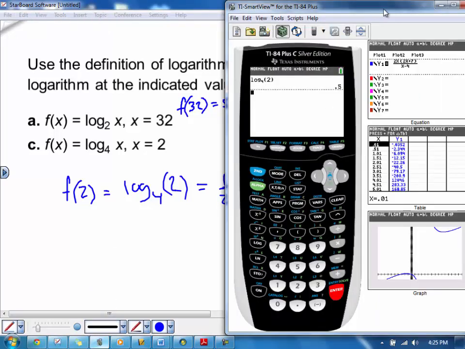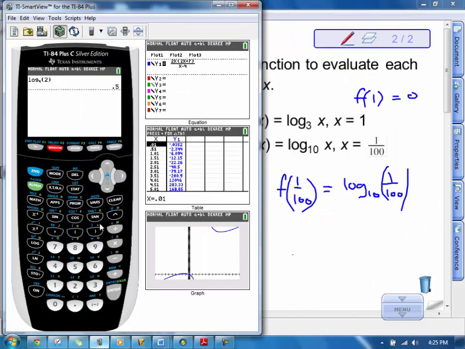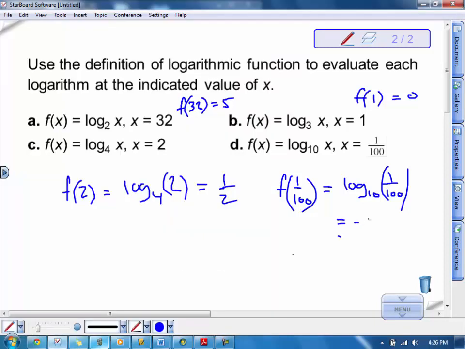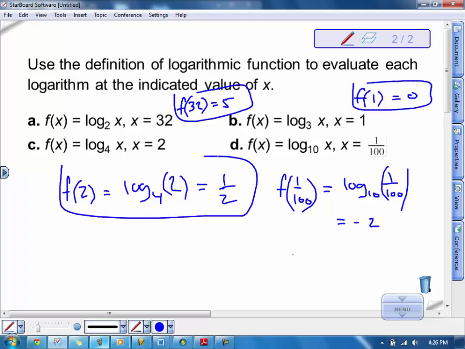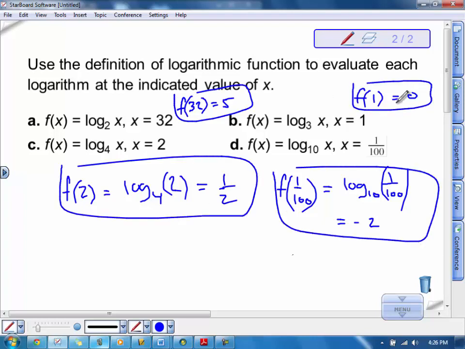That gives us, do alpha window 5, log base 10 of 1 over 100, let's enter in a fraction here. Gives you, I'm sorry, not graph, just hit enter. Gives you -2. Okay, so we've got the answers to all these: A, B, C, and D.